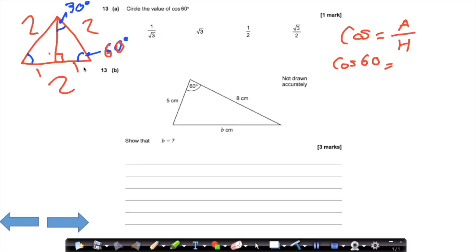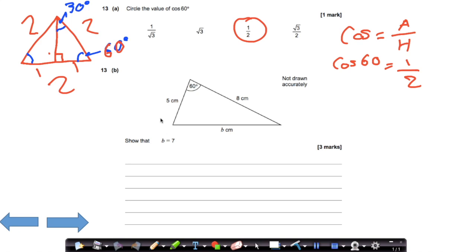This one here, it's 1. And our hypotenuse for this right angle triangle, remember the trigonometry only really works with SOHCAHTOA for our right angle triangles. So our hypotenuse is 2. So cos 60 has the value of 1/2.